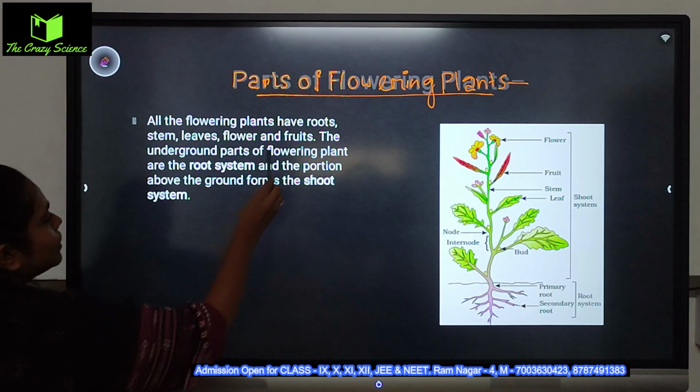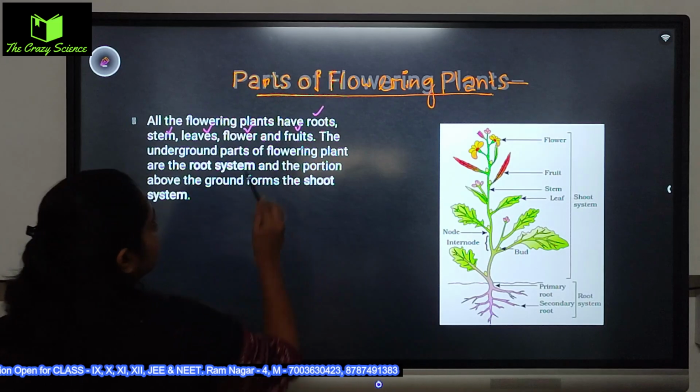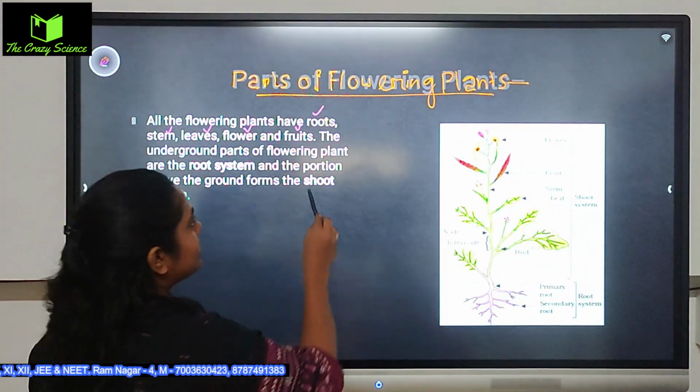All the flowering plants have roots, as I said, stem, leaves, flower, fruits. Okay? And seed, also add the seed as well.